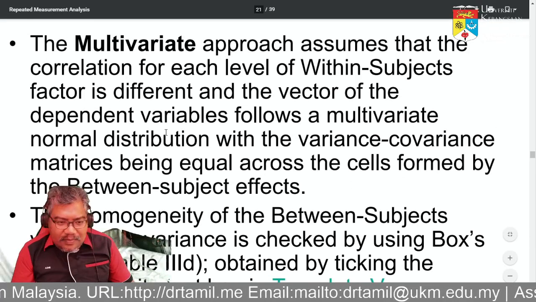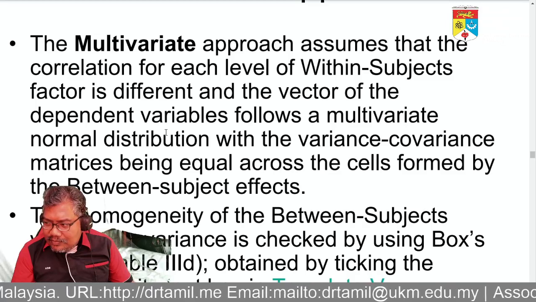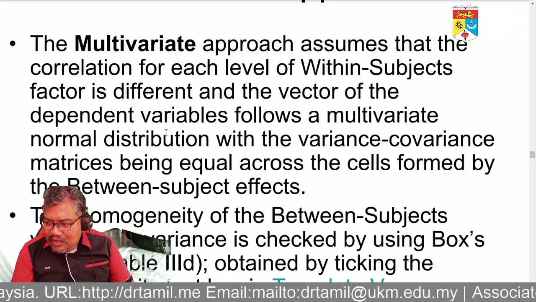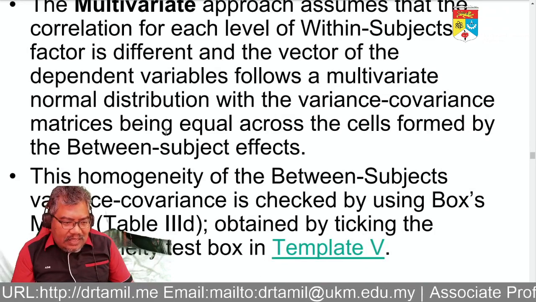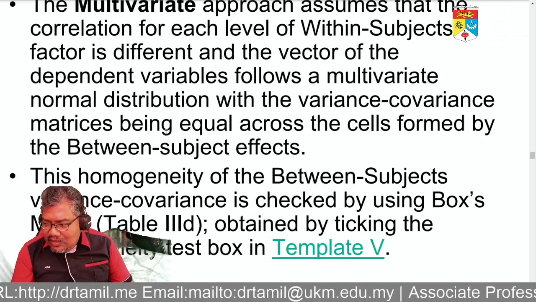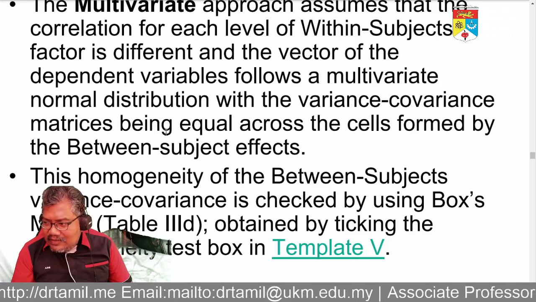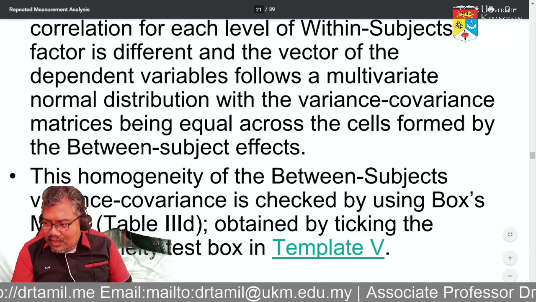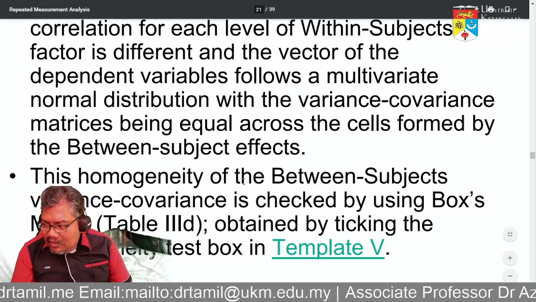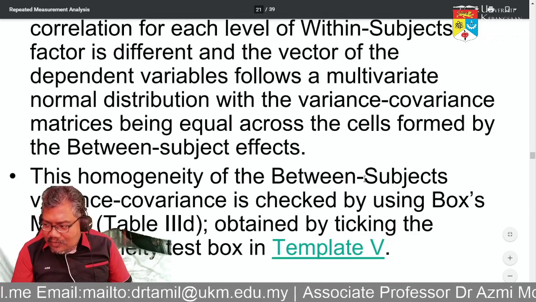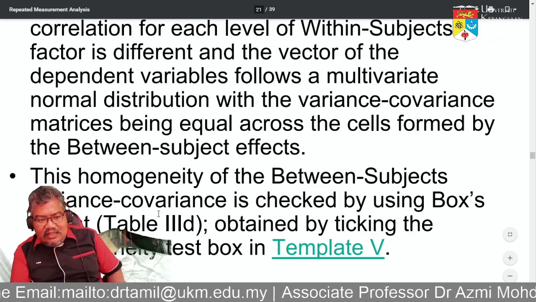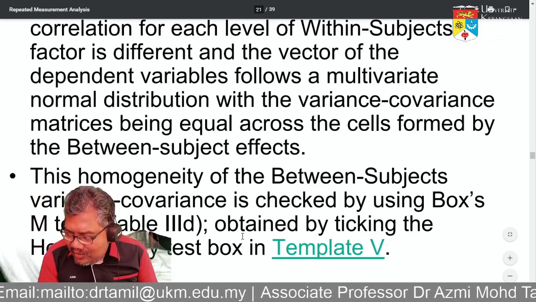So how do we check for the multivariate approach? We check for the Box test. Remember just now what we did? We click on the homogeneity test. So when we click on the homogeneity test, we are checking for the between subjects variance covariance.